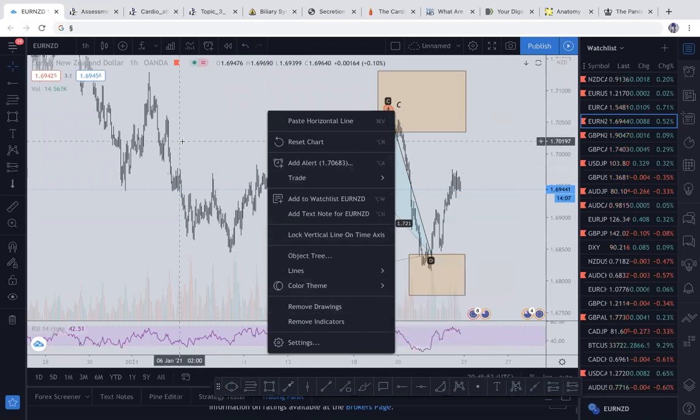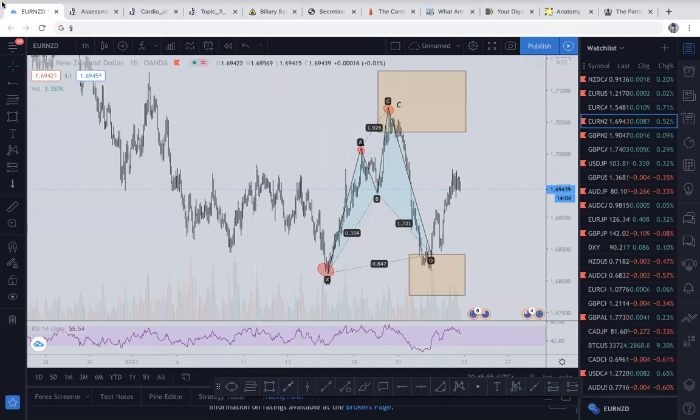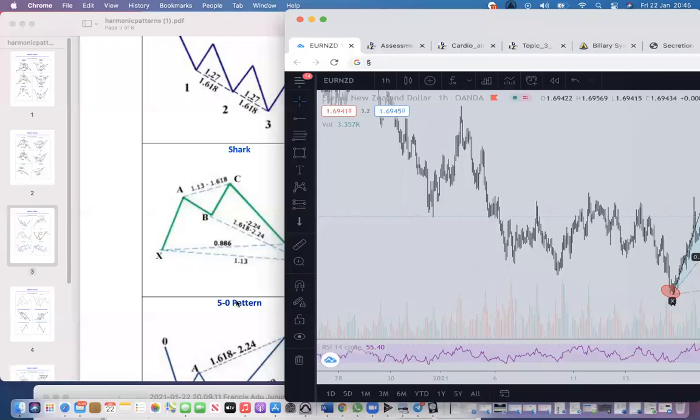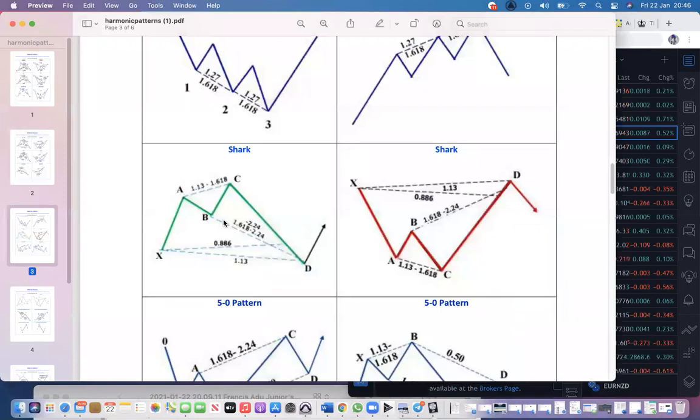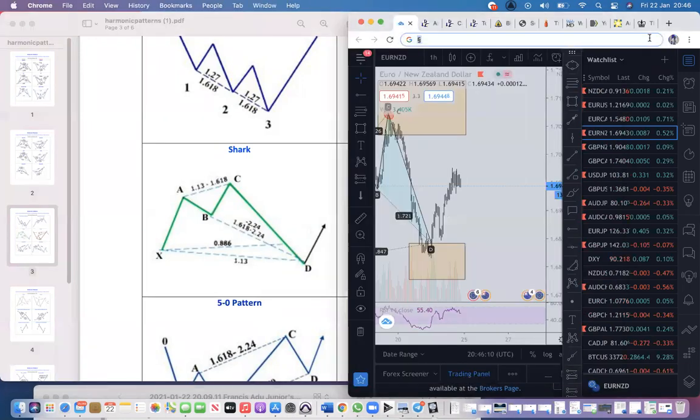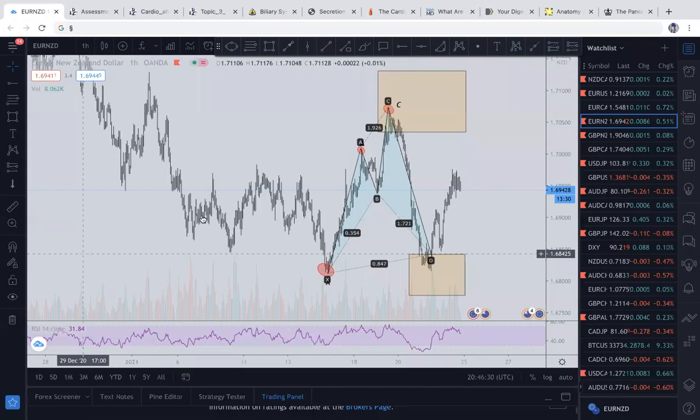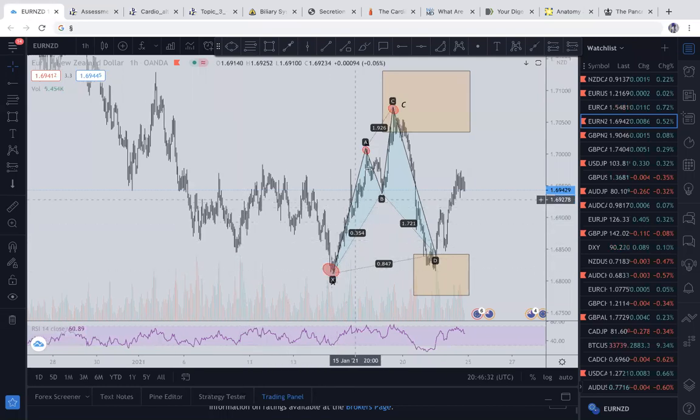The next thing we'll be dealing with is... Is this pattern in an ABC correction? Well, it doesn't really have to be inside the ABC correction. All I was trying to show you with the ABC correction is that when these patterns fit into those waves, they are always the best moves. But it won't always be inside it. In this case, this pattern happened in the first wave of Elliott.